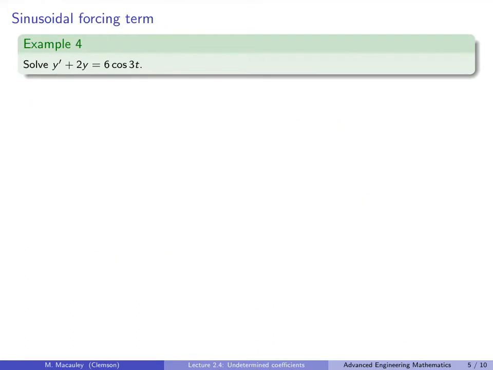Example 4. Same homogeneous part, yh prime plus 2yh equals 0. So the solution to the homogeneous part is c e to the minus 2t once again. Now look at the right-hand side. Again, we're going to use our rule of thumb and assume that there's a particular solution, yp of t, of the form a cosine of 3t. It's the same form as the right-hand side.